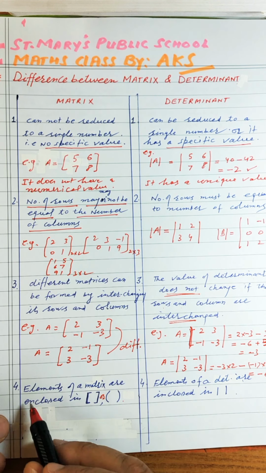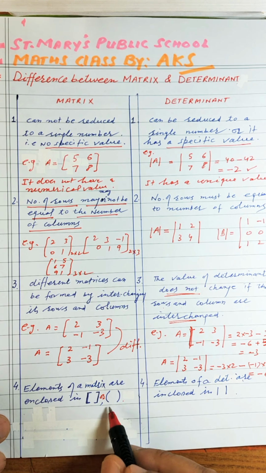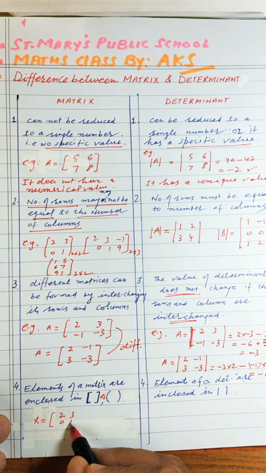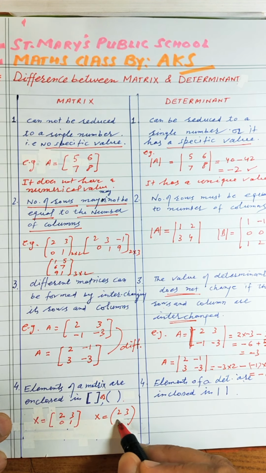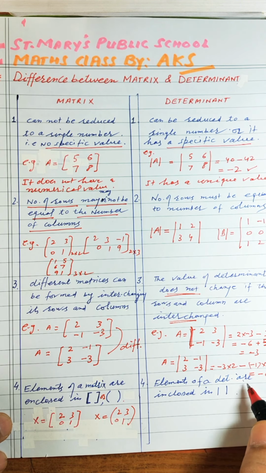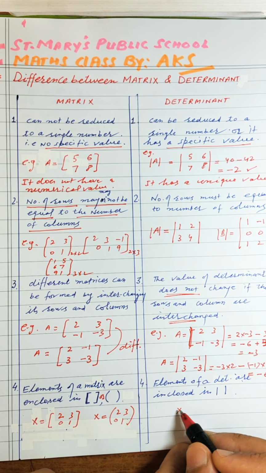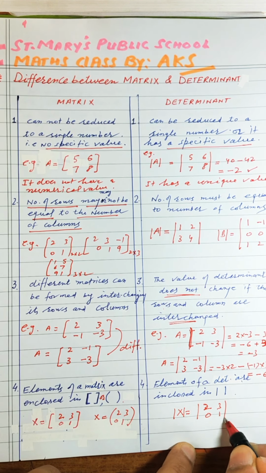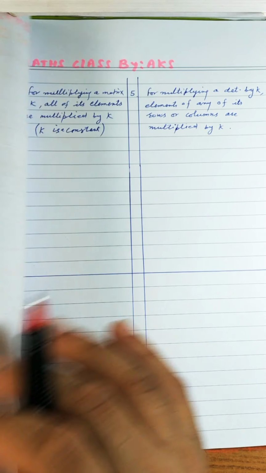Got it? Fourth point: elements of a matrix are enclosed in such type of brackets. For example, there is a matrix [2 3; 0 1], or we can write it like this with round brackets. But elements of a determinant are enclosed in such type of vertical bars. For example, |2 0; 3 1|. Okay, and one more point is left.